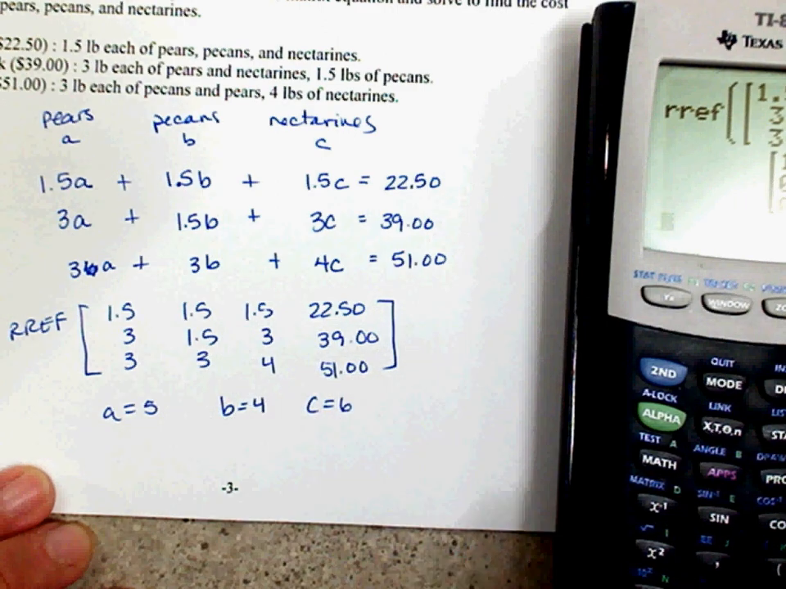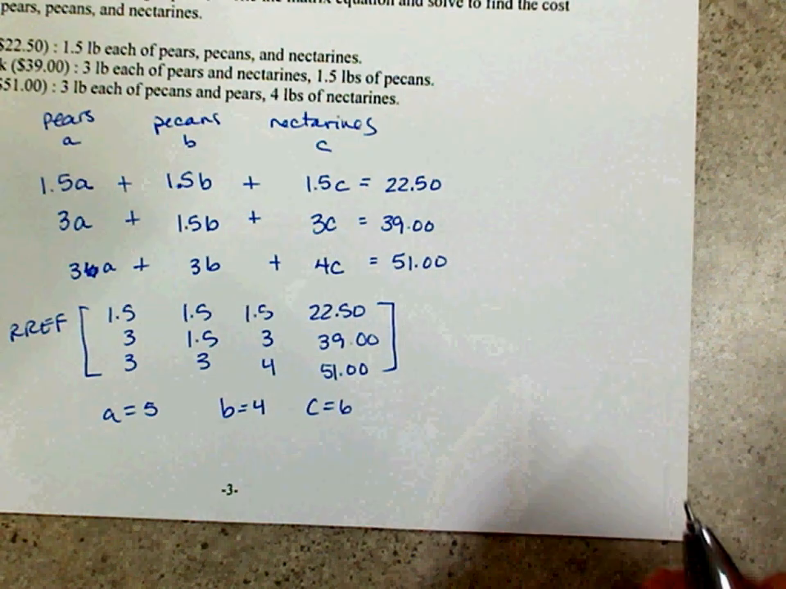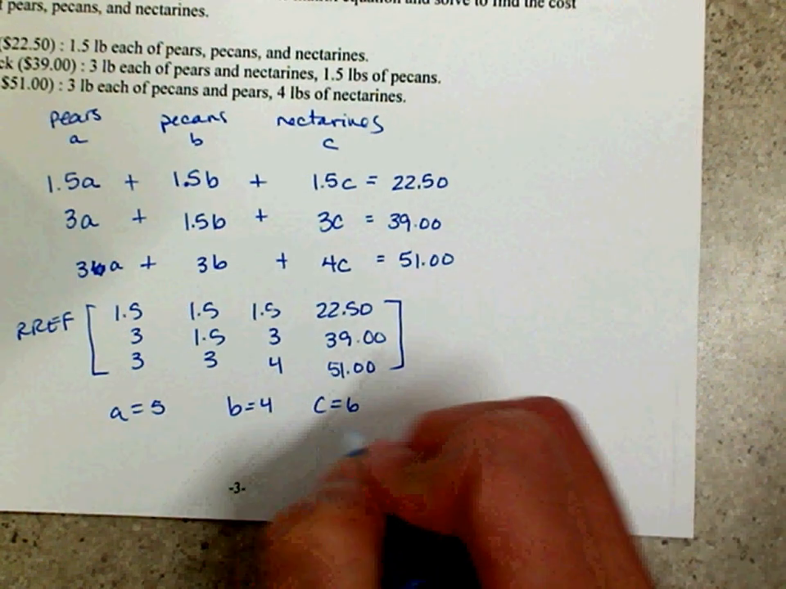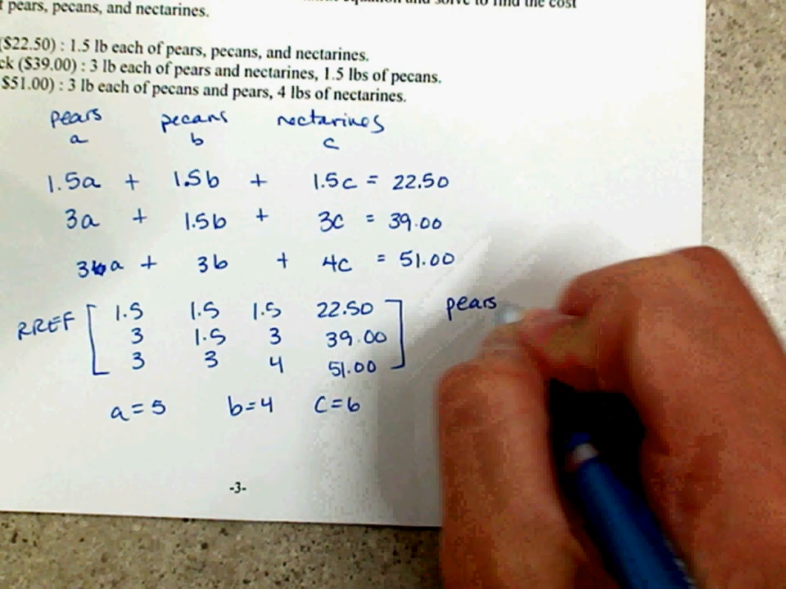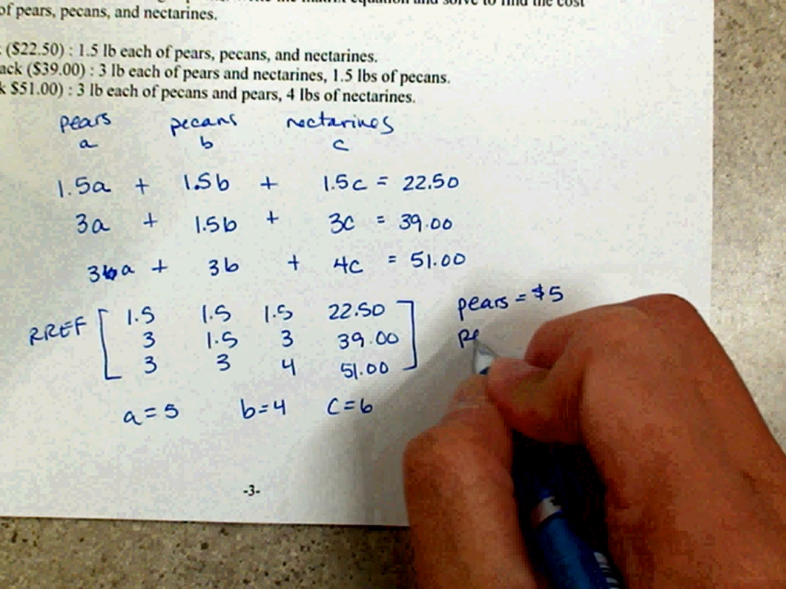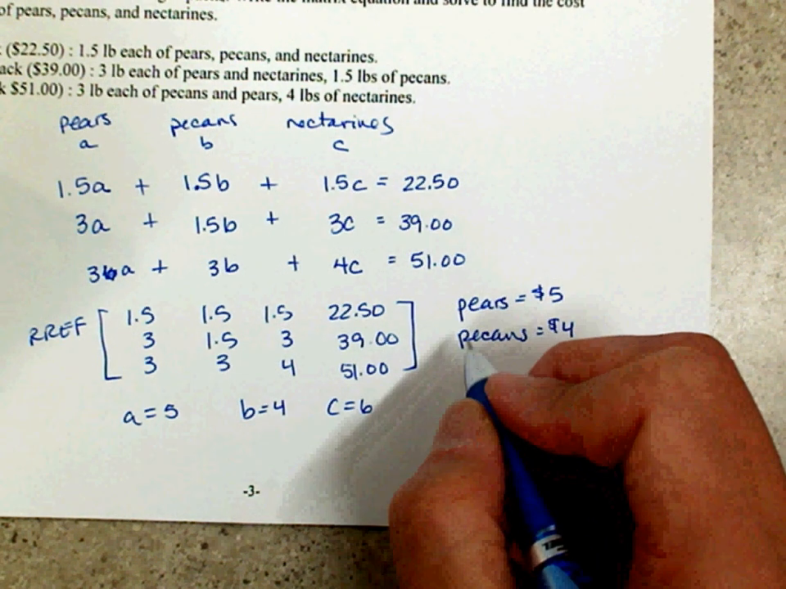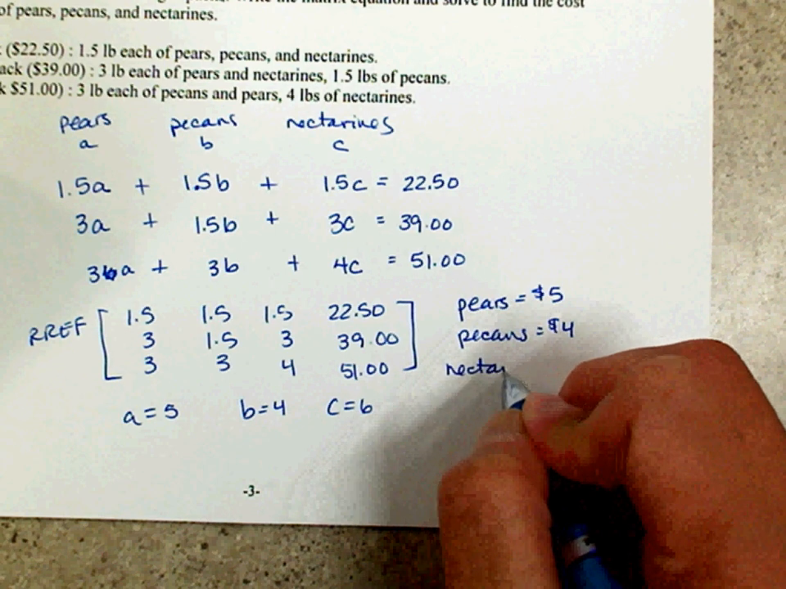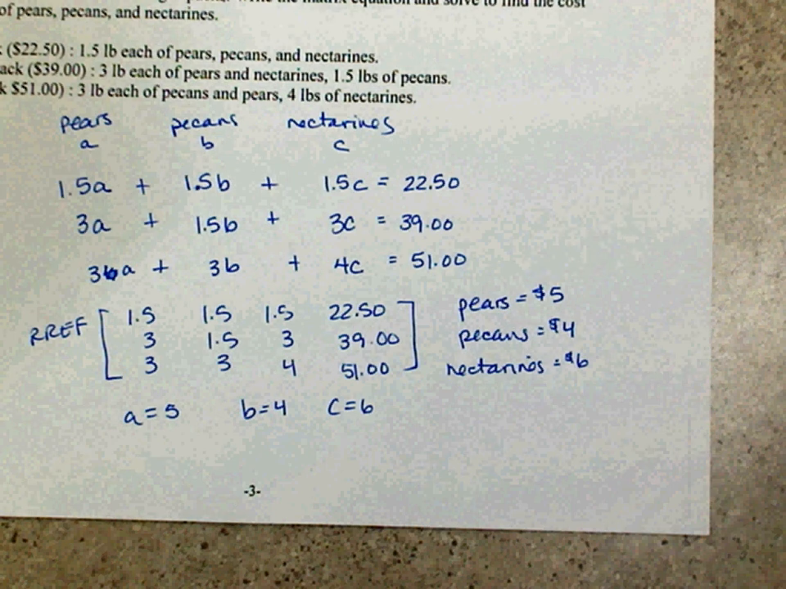So it says, per pound, find the cost of the pears, pecans, and the nectarines. So the pears is worth $5. Pecans is $4. And then your nectarines, the cost is $6 per pound. And there you have your solution.